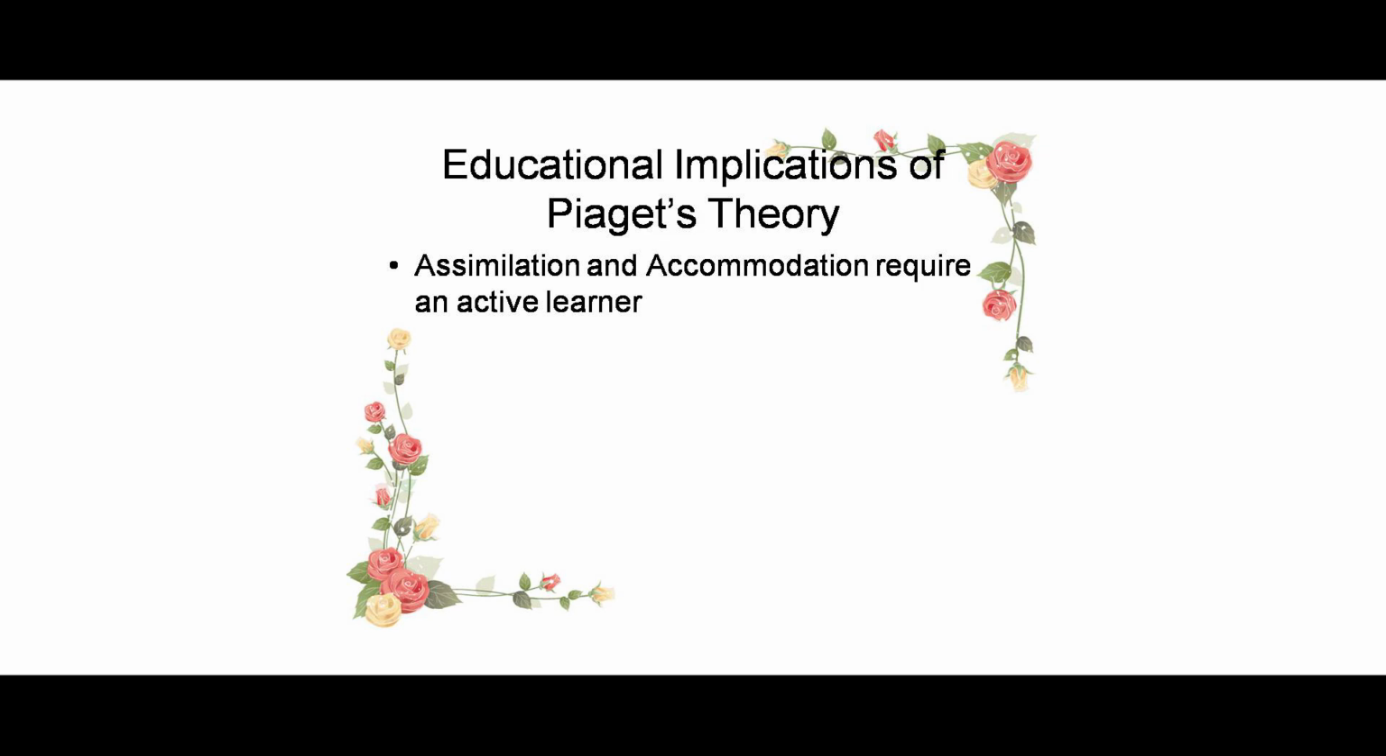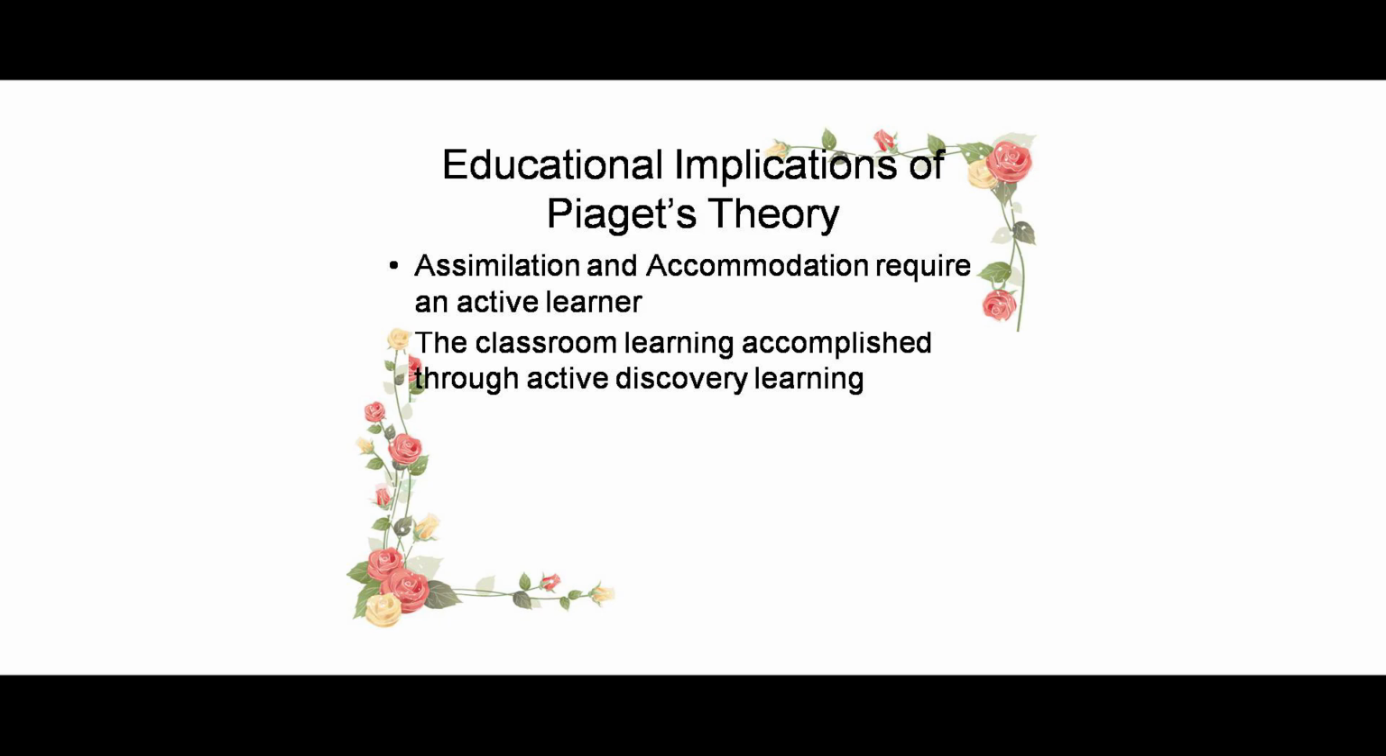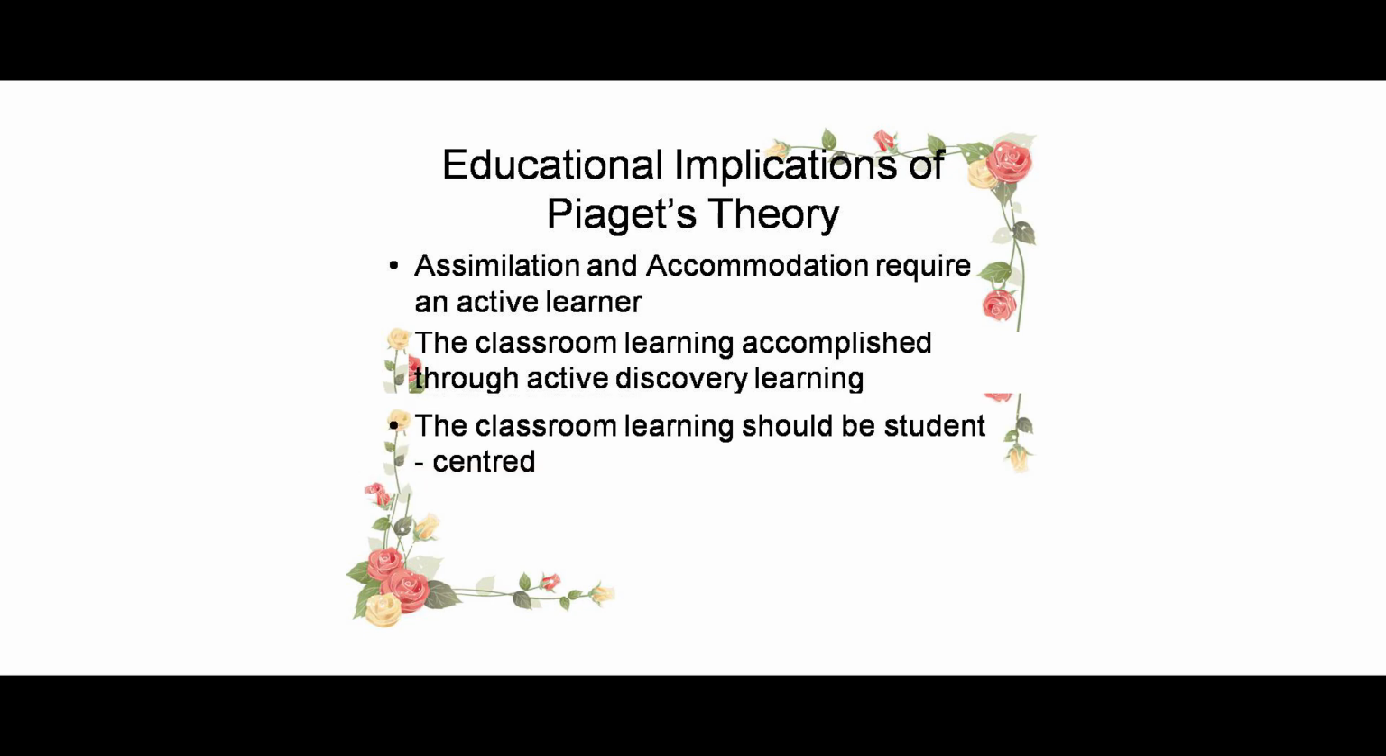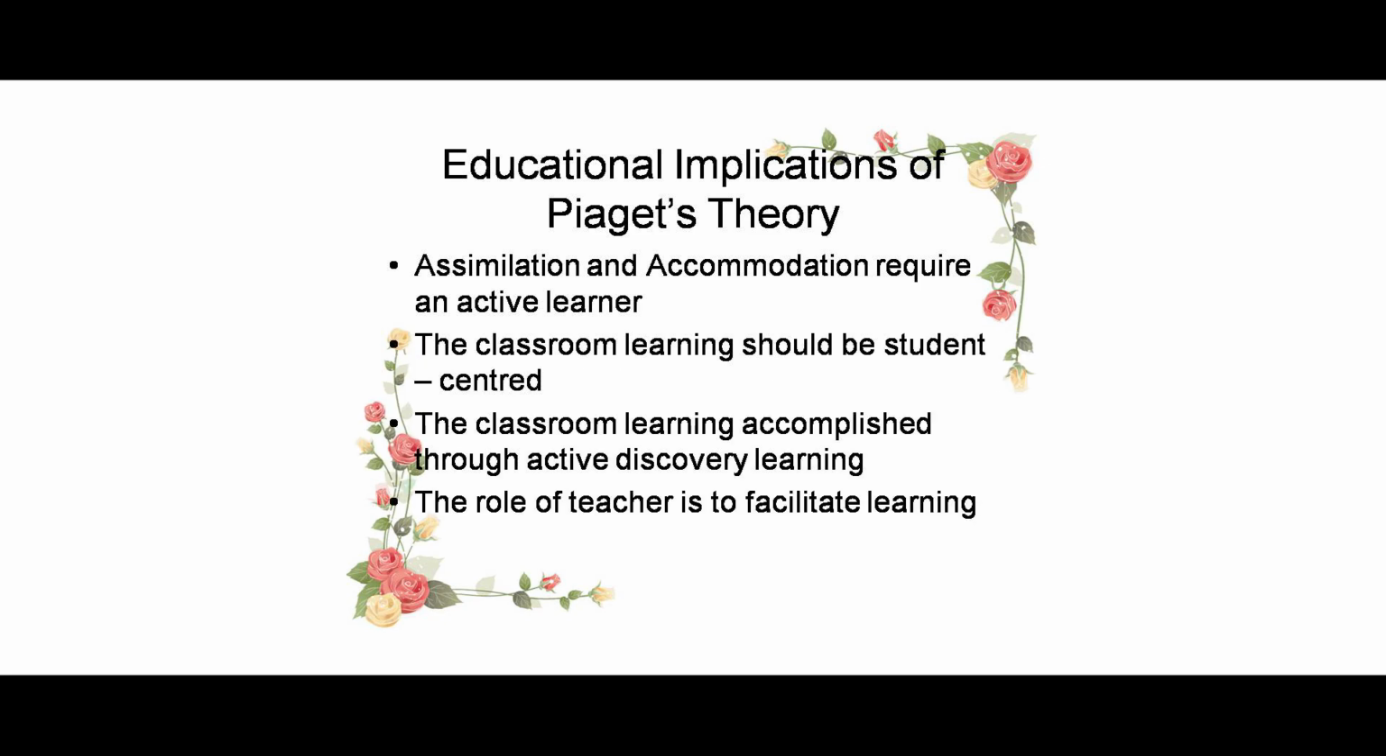Now we shall discuss the educational implications of Piaget's cognitive theory. First one, assimilation and accommodation require an active learner. Second one, the classroom learning should be accomplished through active discovery learning. And the third one is the classroom learning should be student centered. And fourth one is the role of the teacher is to facilitate learning.